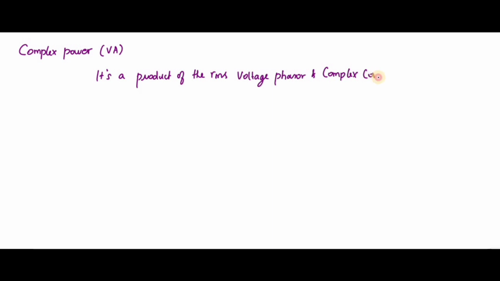So, here the complex power is defined as a product of the RMS voltage phasor and the complex conjugate of the RMS current phasor. It is usually measured in terms of volt ampere. The unit is volt ampere.